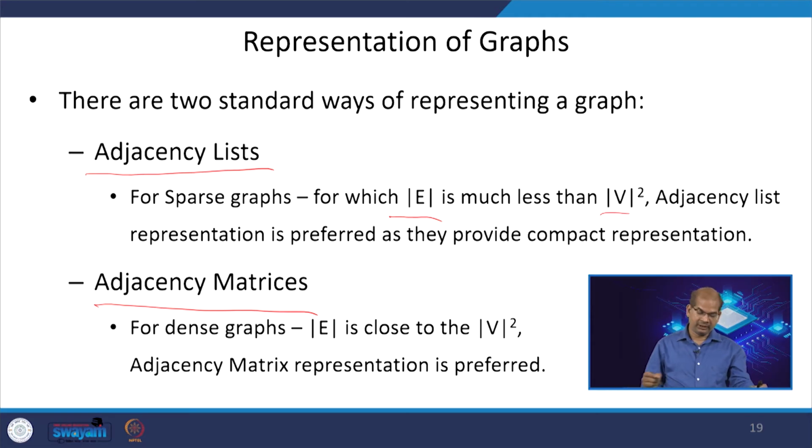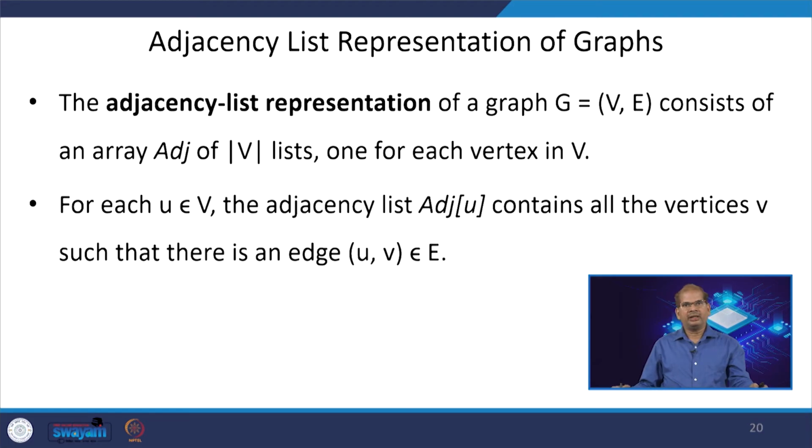But for a dense graph, where |E| is close to |V| square, the adjacency matrix representation is preferred. So, in case |E| is much less than |V| square, the adjacency list representation is better in terms of memory. We will go through an example of that.